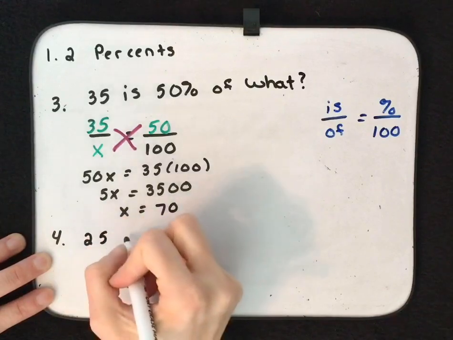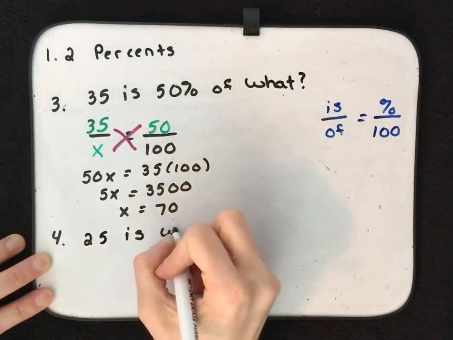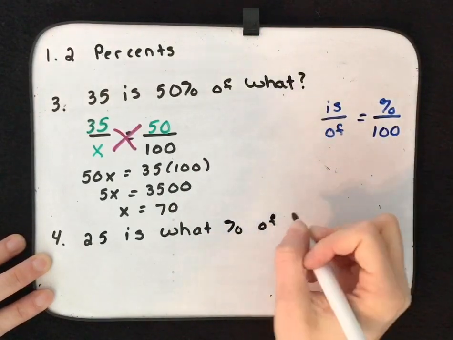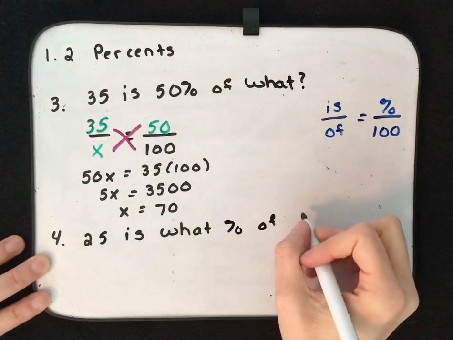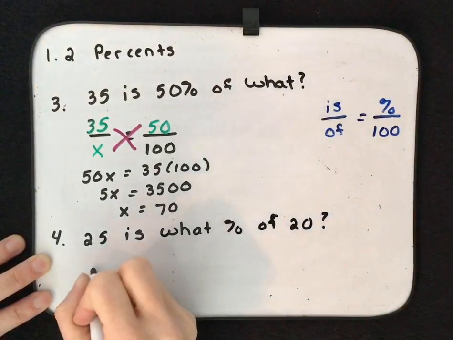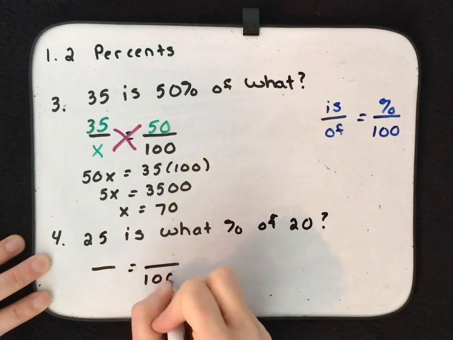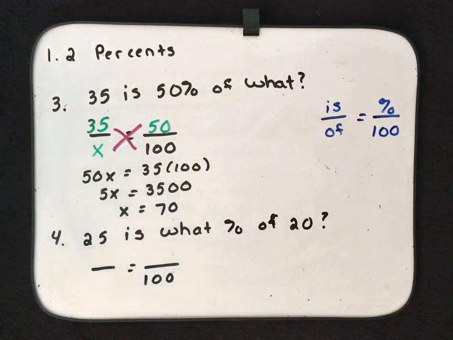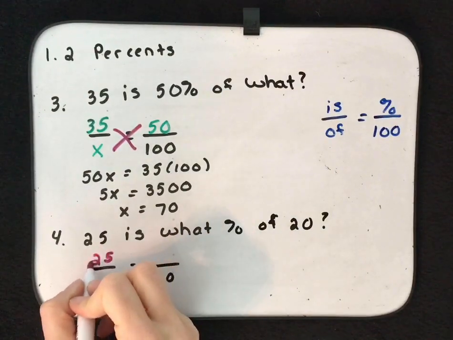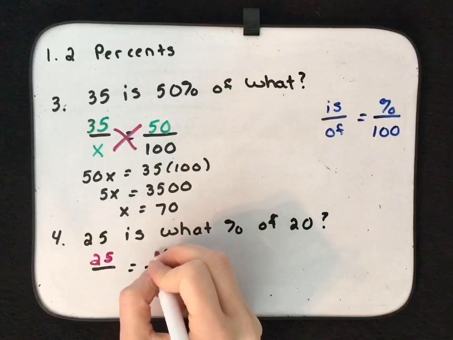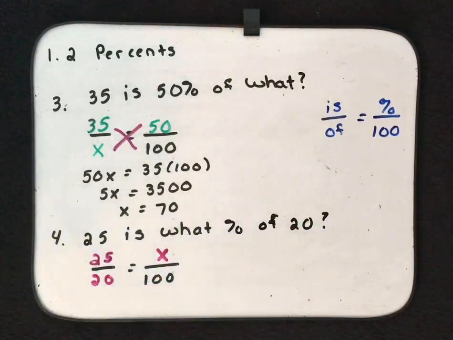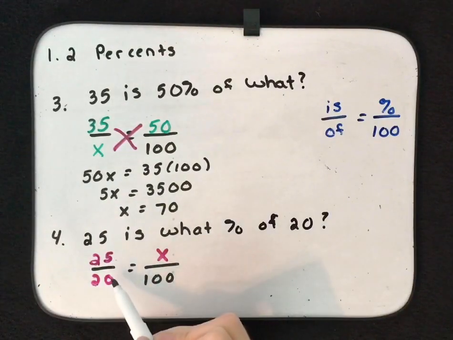25 is what percent of 20? So let's set this one up. 100 always goes in the bottom. All right, let's read it down through. 25 is, so 25 goes here. What percent? So we don't know the percent of 20. Now think about this one for a second. 25 as a percentage of 20.